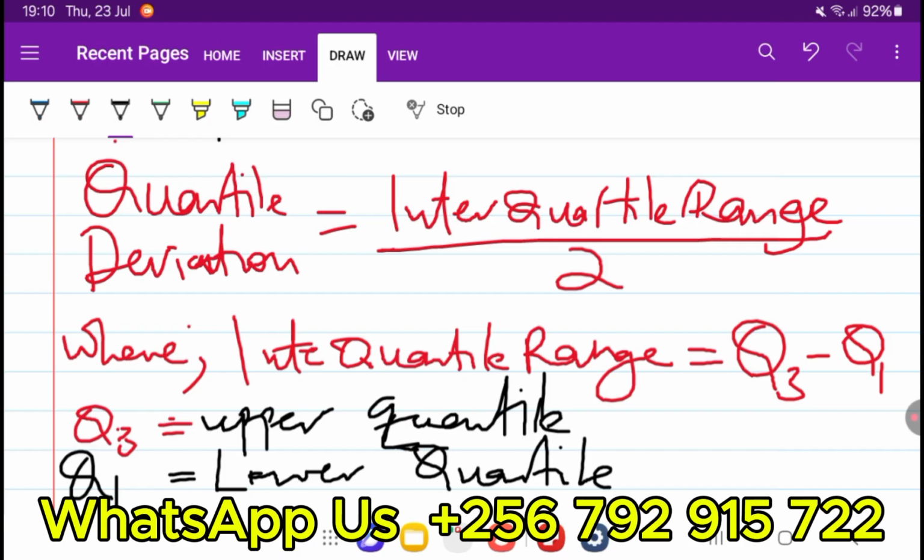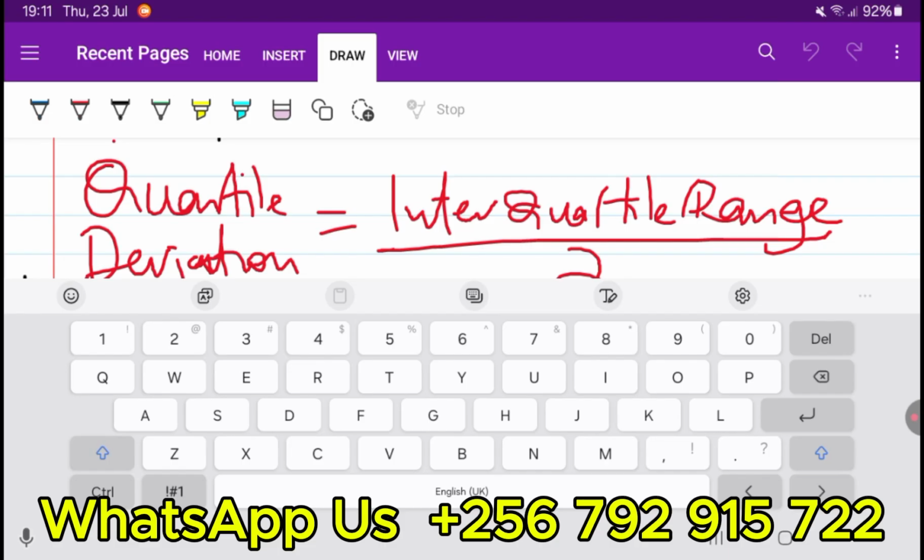Now, we have seen that from the quartile deviation, we get the interquartile range, and then from the interquartile range, we divide that by 2. And of course, all this takes us to the final formula for the quartile deviation to be Q3 minus Q1 divided by 2. That is the implication. That is the semi-interquartile range, or the quartile deviation.